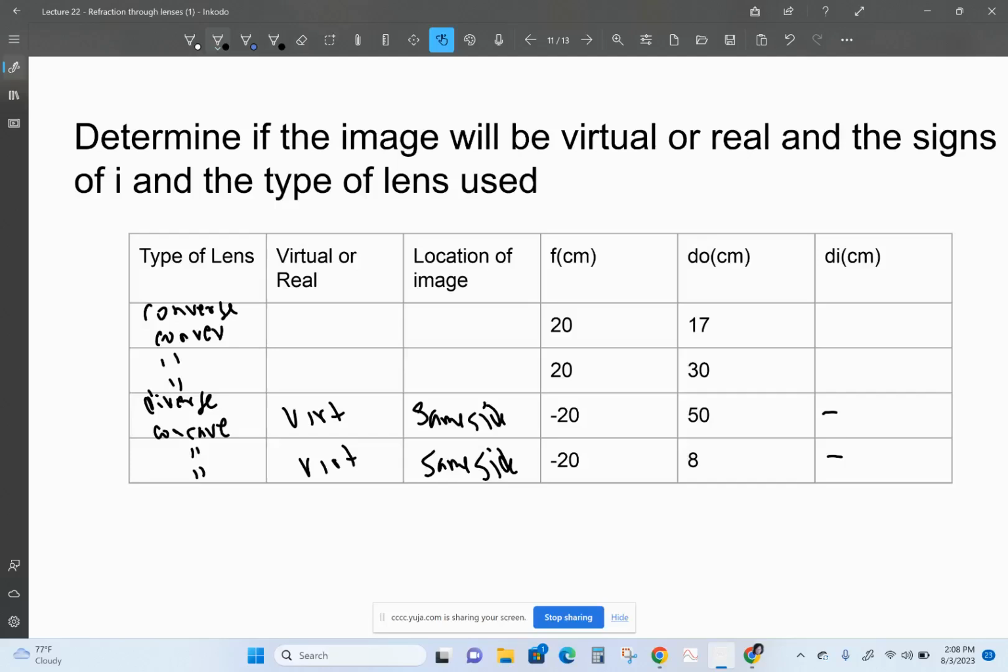And for convex lenses, we can have two outcomes. If F is less than doe, if doe is way far out, it's going to create a real image on the opposite side, and we will expect there to be a positive di because it's real. But if doe is less than F, it's going to create a virtual image on the same side, and this number will be negative.